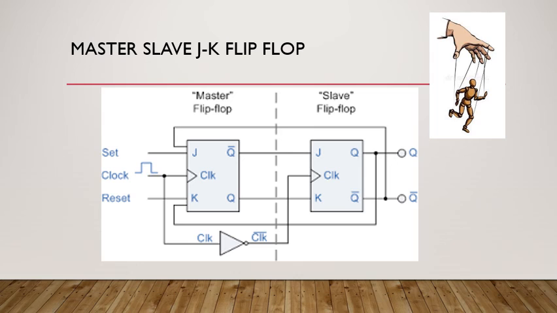So both are not triggered at the same time. When master is working, slave is off. And when the slave is working, then master is off. And we can see how the arrangement is done. This is the basic structure of a master-slave JK flip-flop.